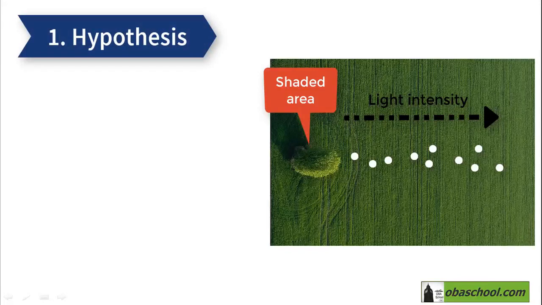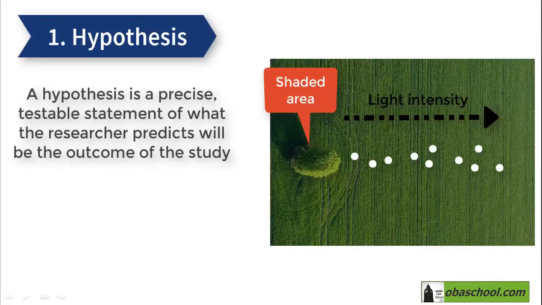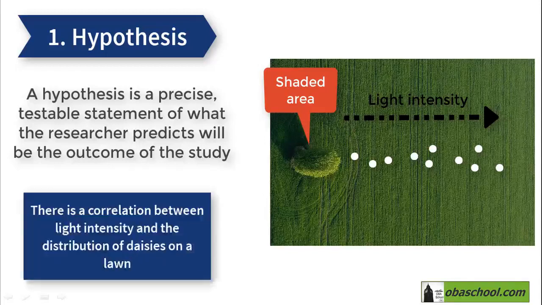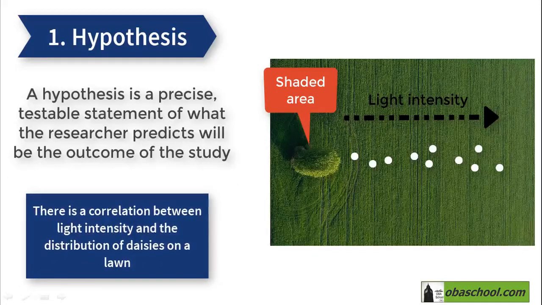Keep in mind that a hypothesis is a precise, testable statement of what the researcher predicts will be the outcome of the study. Then, the hypothesis is that there is a correlation between light intensity and the distribution of daisies on a lawn, meaning that we're predicting that there's a relationship between light intensity and the distribution of daisies on a lawn.